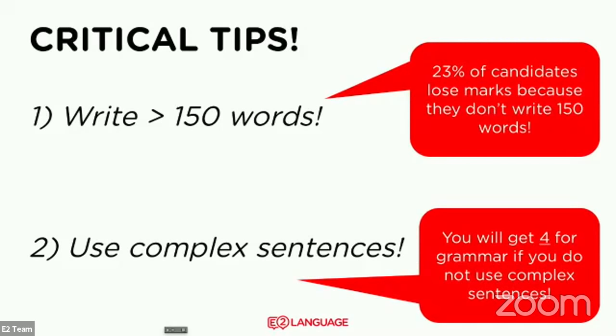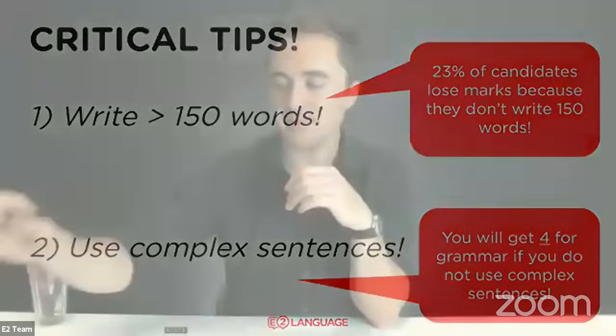Number 2, you need to use complex sentences in your letter. Okay, how's this for a little tip? Imagine you write a perfectly grammatical letter. There's not a preposition out of place. Articles are great. The verbs are perfect. Everything is perfect, except you wrote in simple and compound sentences. What would you get for grammar as a score out of 9? You would get 4. The IELTS is very strict with this. They need you to be able to write complex sentences with subordinate clauses.